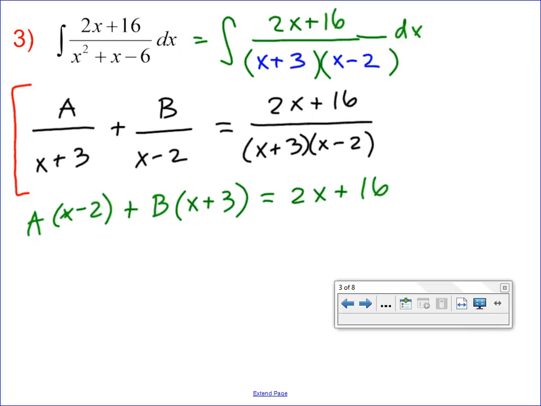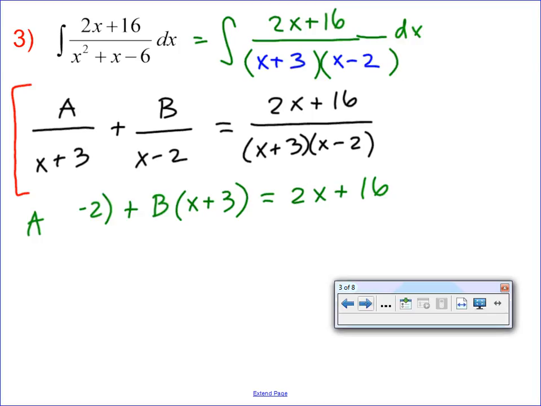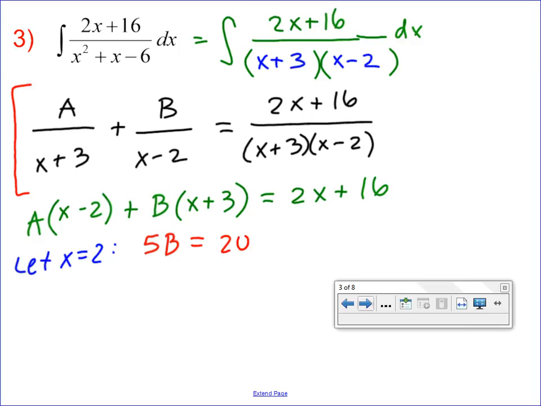What would you like to choose x to be so that we can easily find the value of a or b? Tyler? 2, I'm down. However, that's not going to be defined. So we'll fix that right now. So if we choose x to be 2, then the first term drops out, and we're left with 2 plus 3 is 5b equals 2 times 2 is 4 plus 16 is 20. Yes, 20. Which means that b equals 4.